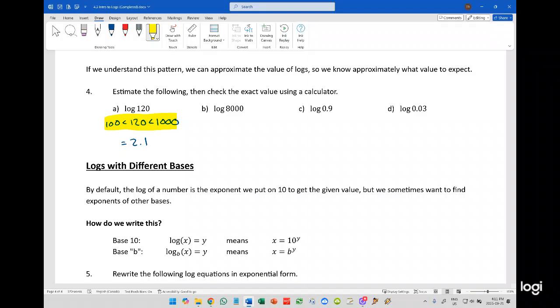Similarly, if I think about 8,000, 8,000 is less than 10,000, which is a power of 10, and it's greater than 1,000, which is a power of 10. So on the left, it's squeezed between 10 cubed. On the right, it's 10 to the 4th. This is closer to 10 to the 4th, so that when I take the log of each of those, it's between 3 and 4, and it's closer to 4. So I'm going to guess it's something probably like 3.8. Now, if I punch the log of 8,000 into my calculator, it's actually 3.9.